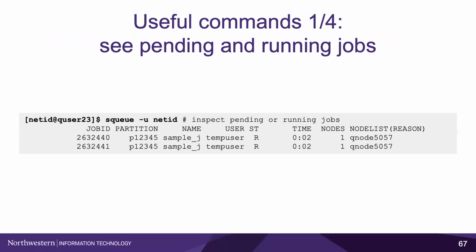So the first one is a command where you can see all your pending and running jobs. And the command is sq. The way that you use this command is by running sq followed by -u followed by your own NetID. This prints a summary of all your running or pending jobs, including the job ID, the partition, your job name, the status of the job, and the amount of time it's been running. So this is really useful if you're trying to monitor ongoing jobs or pending jobs.